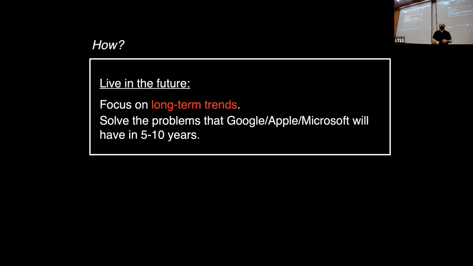So how do you do that? Well, one thing I think that's important is you have to try to live in the future, right? When I think about what problems I want to work on, I think about the long-term trends. I don't want to solve the problems that Google, Apple, Microsoft, et cetera, are solving today. They're really good at that. I don't want to be competing with them. I want to focus on the problems that they're going to run into 5 or 10 years down the road.